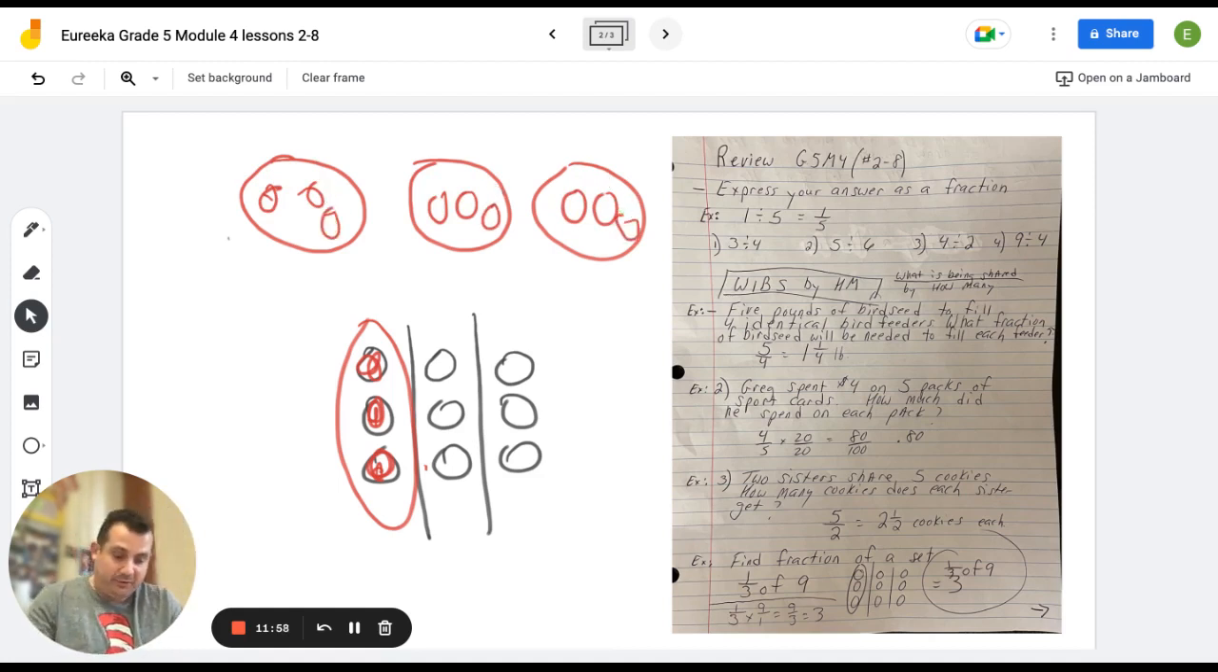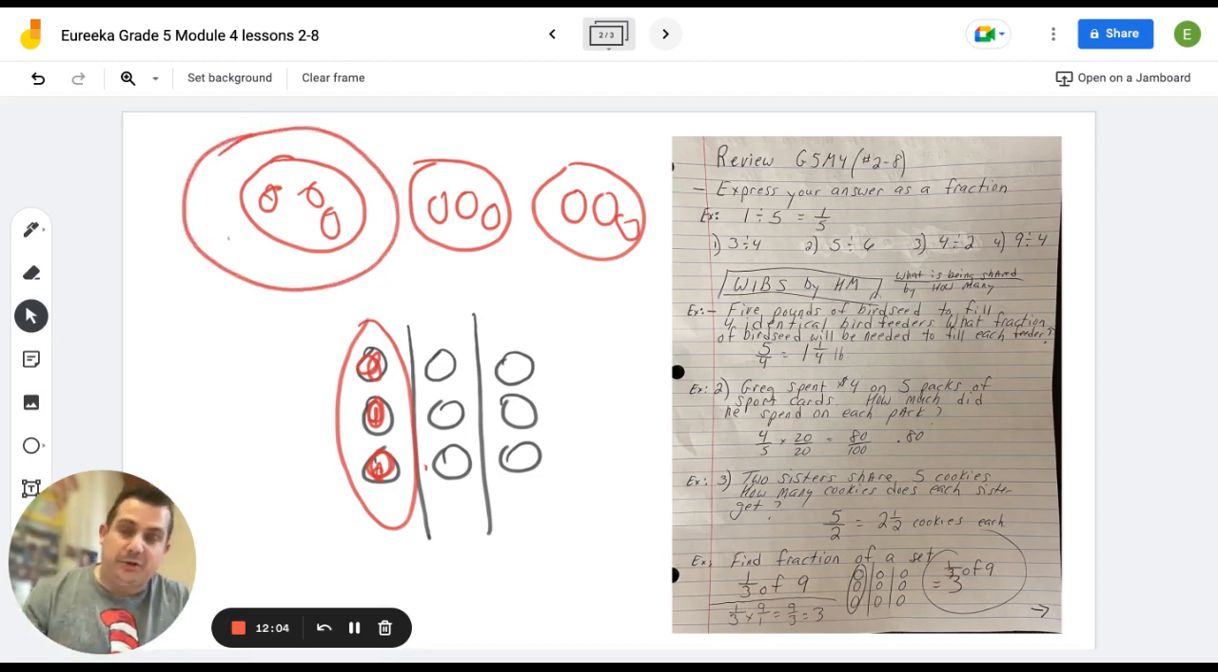There's my 3 groups of 3, and if I'm looking at one group, there's 3 in one group. So whichever way you want to do it, it's going to give you the same thing. It's either my way or Miss Burke's way. You choose what you think is best. So there we go. So 1/3 of 9 is 3.